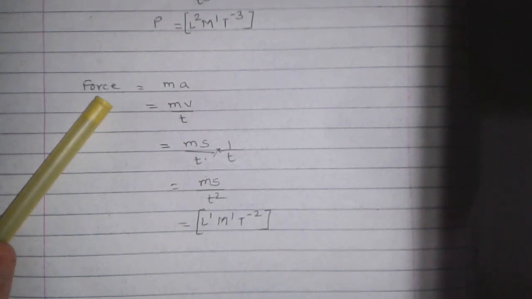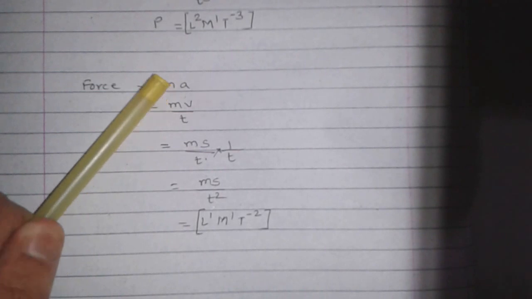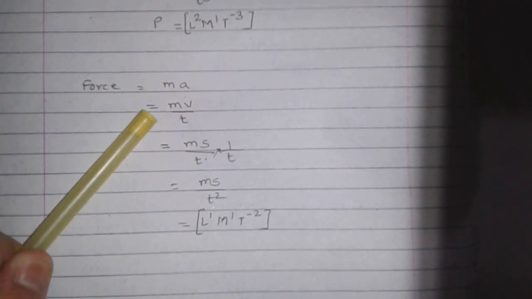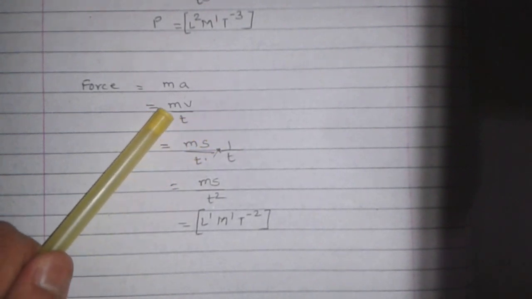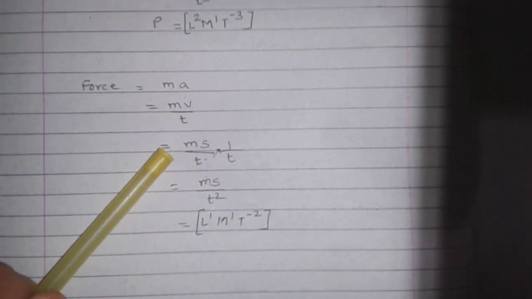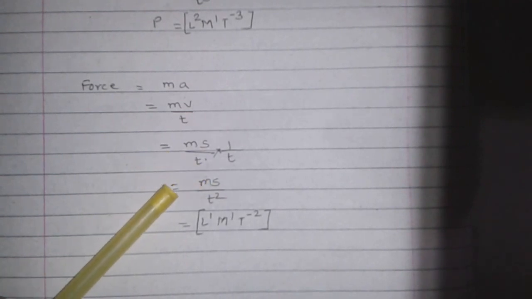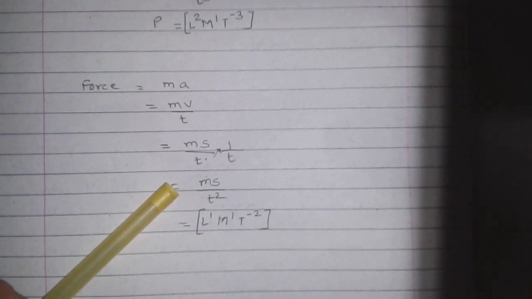Force is given by the formula force is equal to mass into acceleration, where acceleration is velocity upon time. Therefore, it can be written as m into v by t. However, velocity is given as displacement upon time, that is s by t. So the equation can be written as m into s by t into 1 by t. So the final equation becomes m into s divided by t square, where m is mass, s is displacement which can be expressed in terms of L, and t is time.